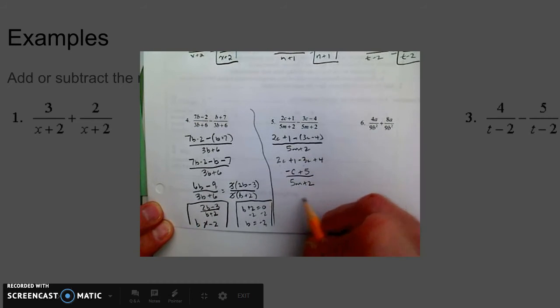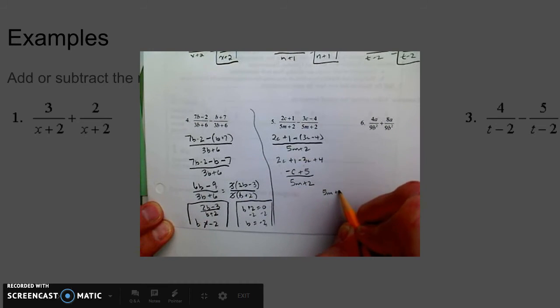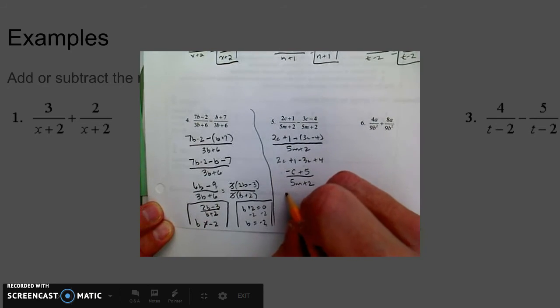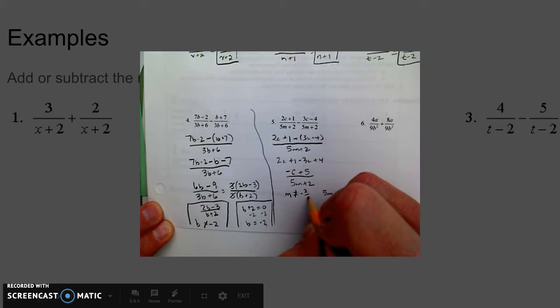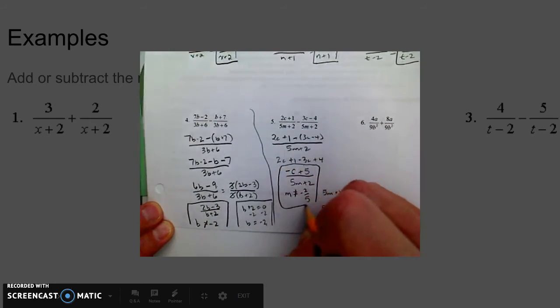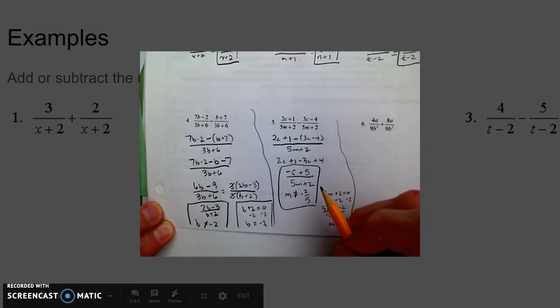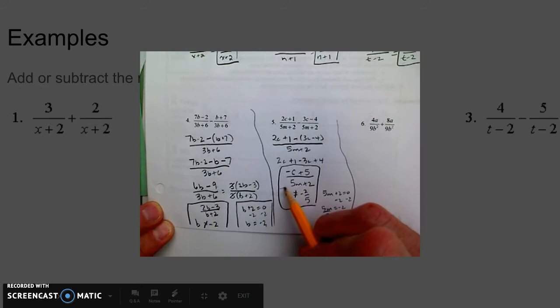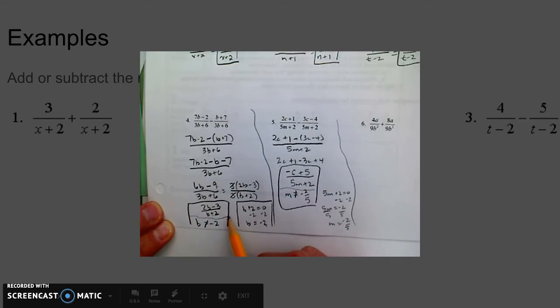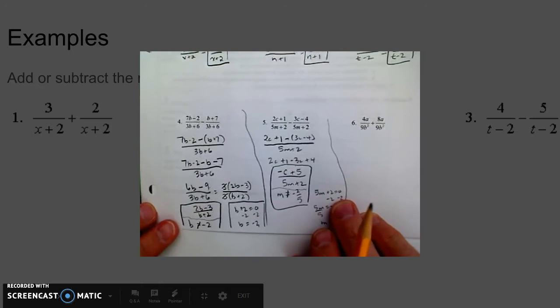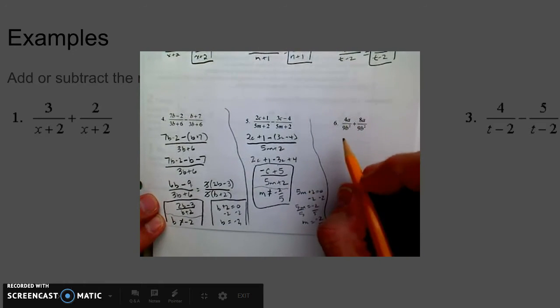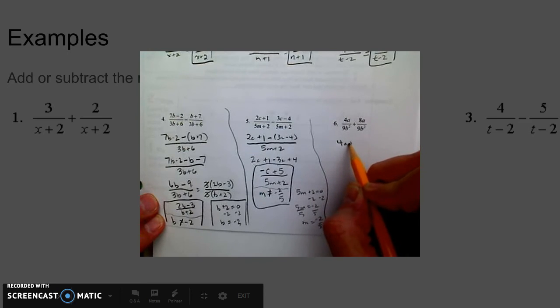And then I'm just asking myself, well, where does 5m plus 2 equal 0? Well, that happens when m is -2/5. So m cannot be equal to -2/5. So these problems, these exercises, when we're working through them, there's two pieces to the solution. The first is how the problem simplifies. The second is restrictions on the domain. Okay, one more quickly. 4a plus 8a over 9b squared.